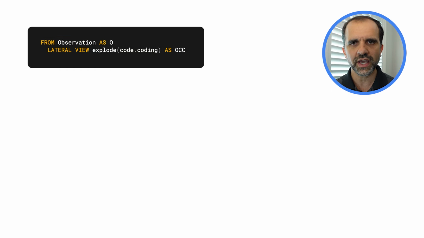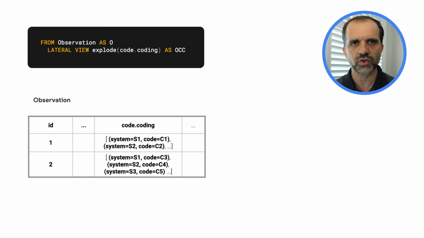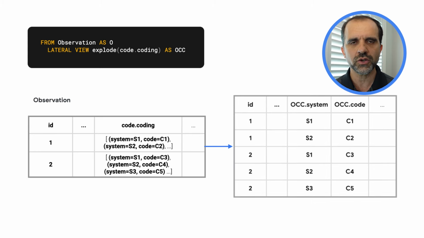The lateral view explode term can be thought of as copying an observation row and in each copy include exactly one of those codings, as shown in this picture. This particular query uses a Spark SQL dialect, but the general structure is similar with other SQL dialects as well. And for all of them, we need to deal with this flattening problem, which can lead to very complex queries.